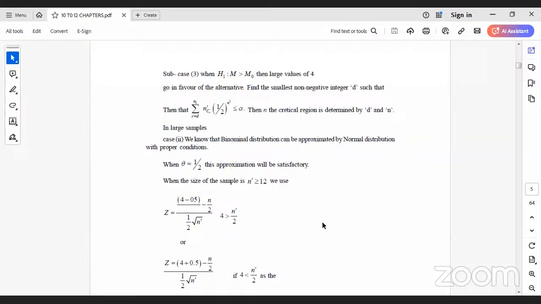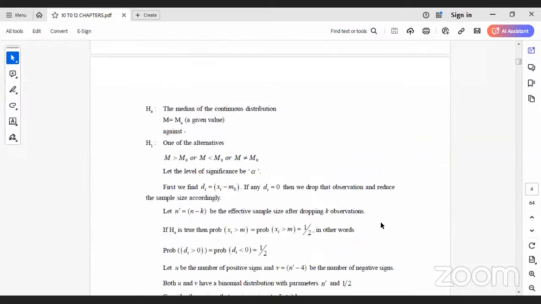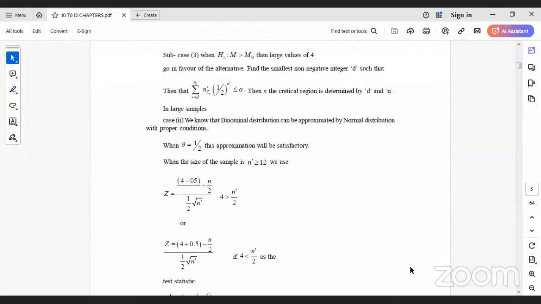For large samples, we know that the binomial distribution can be approximated by the normal distribution with the proper conditions. Since theta is equal to 1 by 2, the approximation will be satisfactory, so n' greater than or equal to 12. So we take n' greater than 12 as the values for the large sample test.